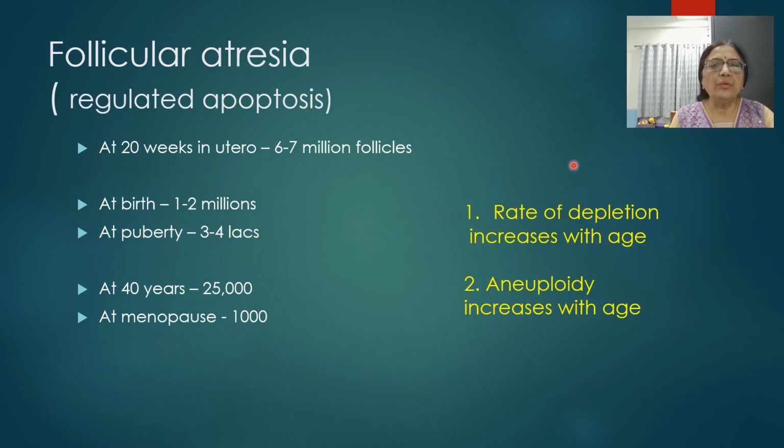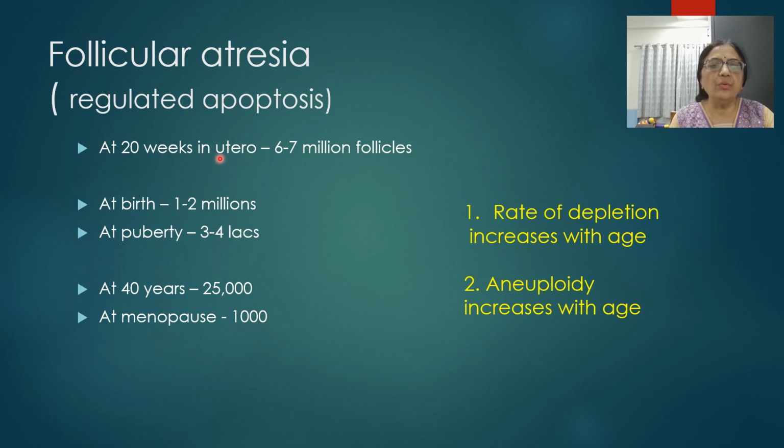Now this follicular atresia is going on throughout life, and it is because of regulated apoptosis. Apoptosis is programmed cell death, and this programmed cell death leads to the process of follicular atresia, which is going on throughout the life of a woman.